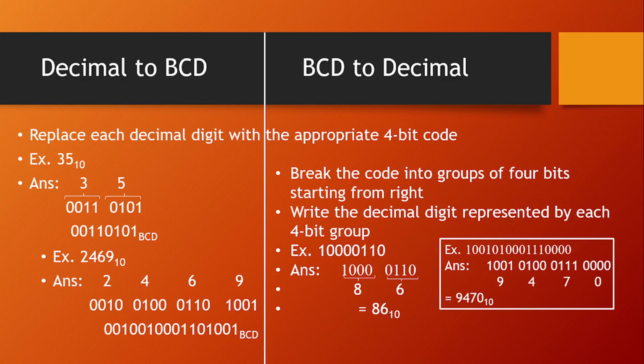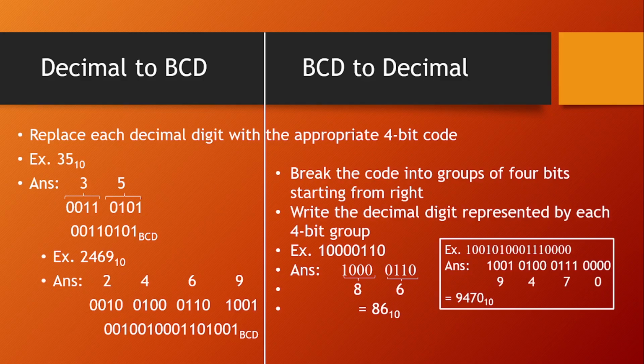Let us take another example. For example, 2469 in decimal is to be converted to BCD. Write down the 4-bit binary equivalent of each number. Simply remember 8421 as the sequence of the 4-bit binary number. Now 9 is 8 plus 1, so in 8421, in place of 8 put 1, in place of 1 put 1, and 4 and 2 are 0. So the 4-bit equivalent of 9 is 1001.